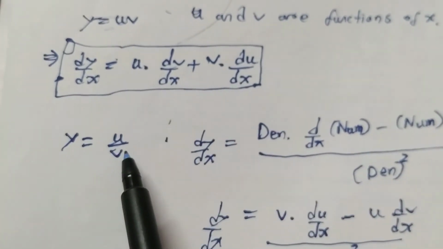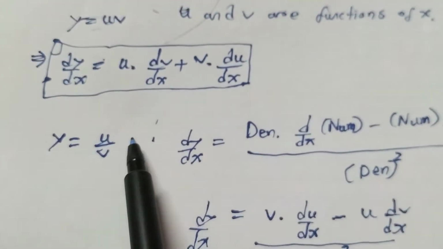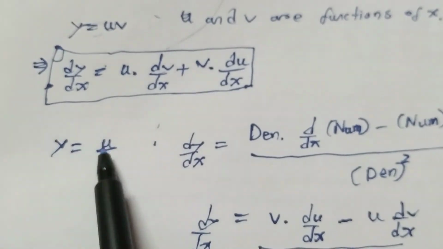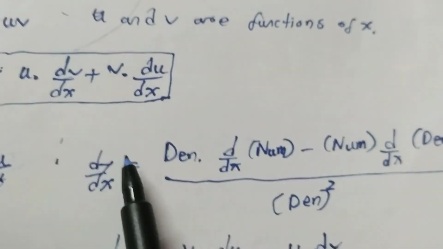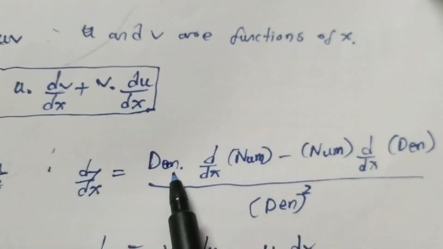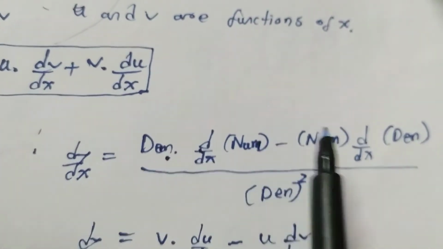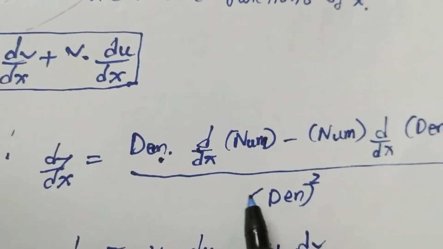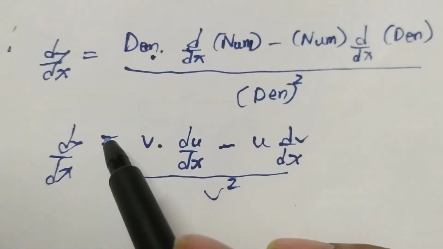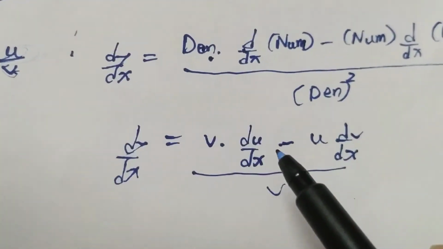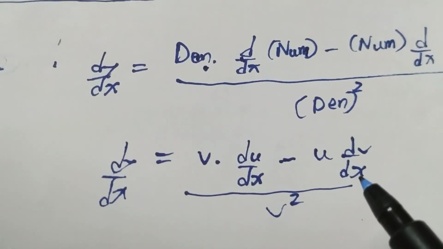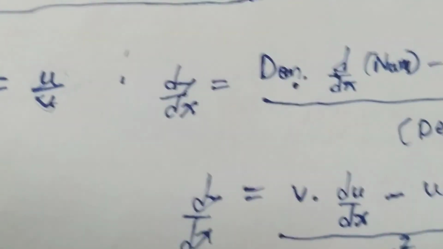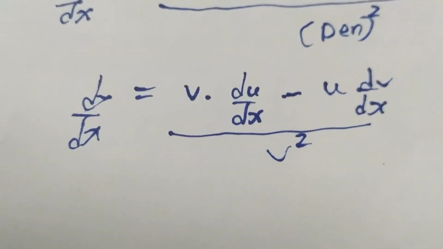And we have another rule where y is given as u by v, where u and v are functions of x. This is known as the quotient rule, because it is the division of two functions of x. The formula is dy/dx equal to denominator into d/dx of numerator minus numerator into d/dx of denominator, divided by denominator square. So dy/dx equals v into du/dx minus u into dv/dx, by v square, because we have numerator u and denominator v. We have substituted it here and found dy/dx.